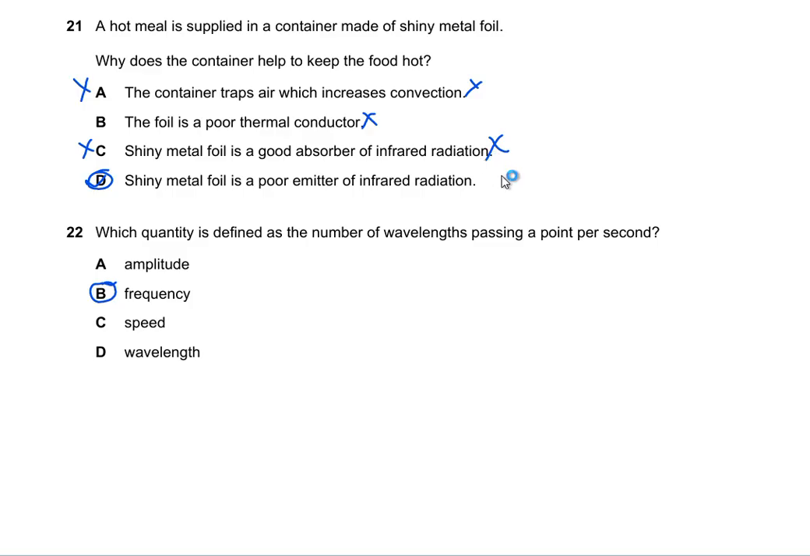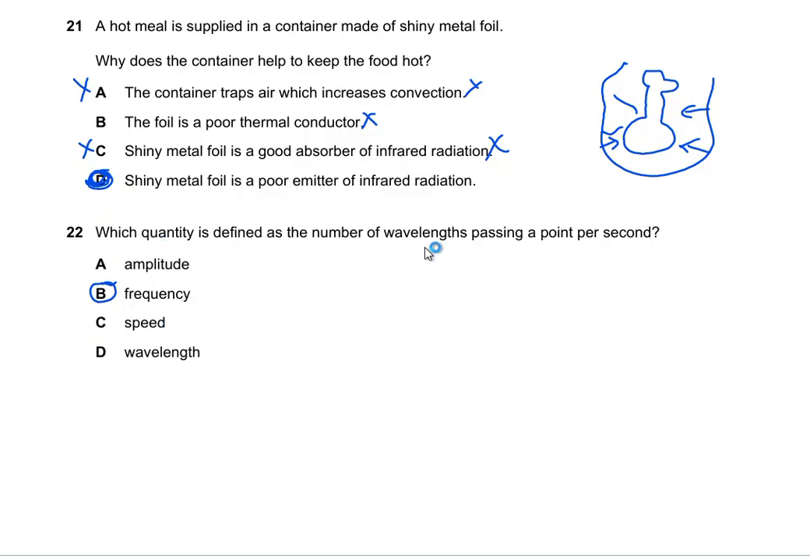So the shiny metal foil is on the inside part of the container. Say this is a meat, a chicken fry or something, surrounded by this metal foil. When heat tries to escape, the metal foil reflects the heat back, so it keeps it warm in this way. Okay, so it's D.